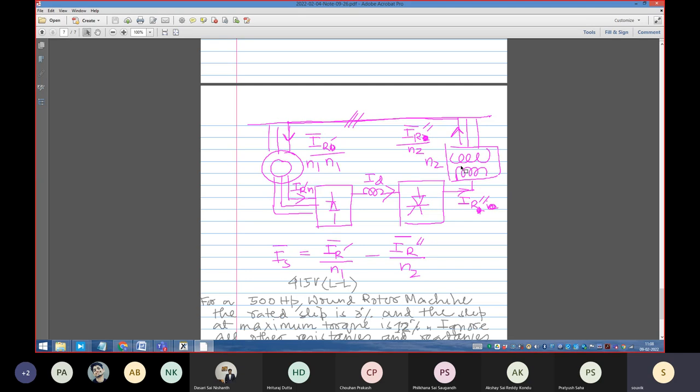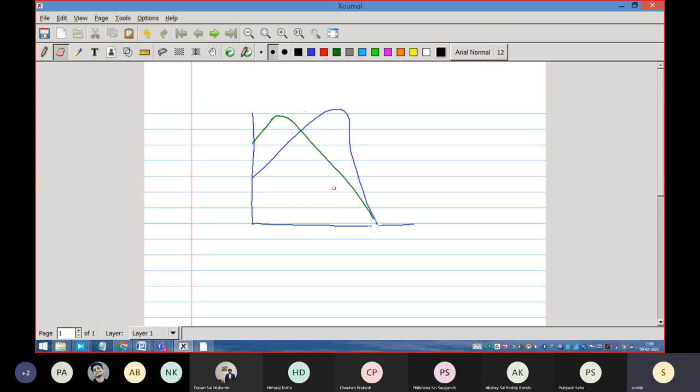What is the essence of the problem? The essence of the problem is to look at the torque speed characteristics and understand that we are trying to generate different characteristics. The peak torque is always the same. We are essentially trying to generate different kinds of characteristics.